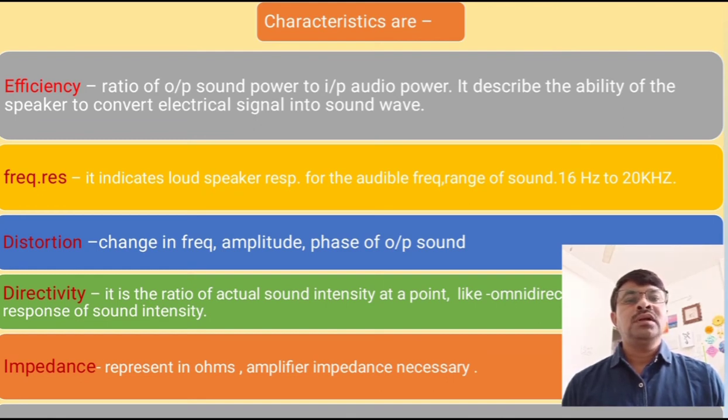Distortion. Distortion is the change in frequency, amplitude, phase of the sound wave. It can be minimized by using a mixer network. Directivity. It is the ratio of actual sound intensity at a point. Directivity pattern is omnidirectional, meaning 360 directions. Directivity of speaker tells us the response of sound intensity over all sides.